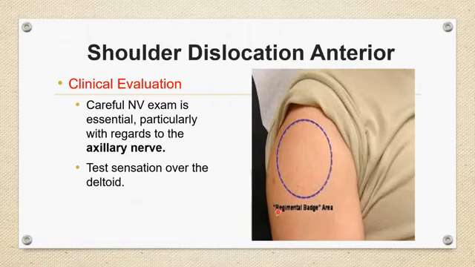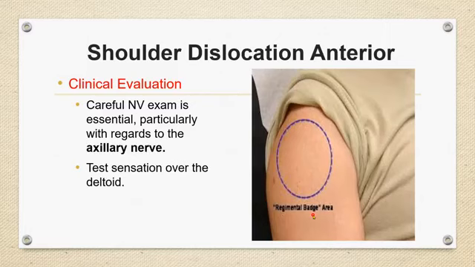So it is a very common thing. The name is the regimental badge area. If there is loss of sensation over that area, then we call it the regimental badge sign. So for the axillary nerve, you have to evaluate the sensation over the skin over the deltoid muscle, and the sign will be the regimental badge sign.